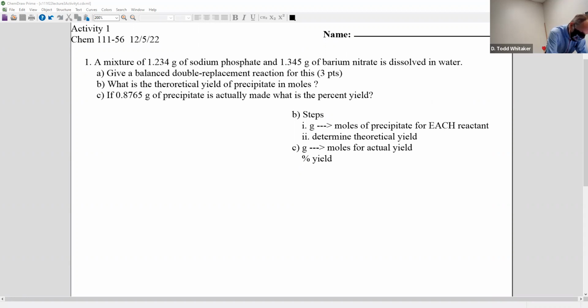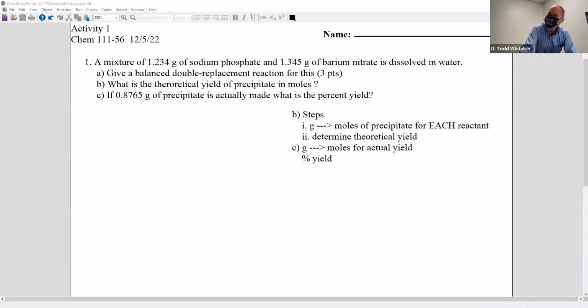And 2 times 14.01 plus 6 times 16.00. We have all the stuff we need here now. Formula weight: 3 times barium, 137.3, plus 2 times phosphorus, which is 30.97, plus 8 times 16.00. We're pausing and getting all these answers for you. Your screen sharing is paused.